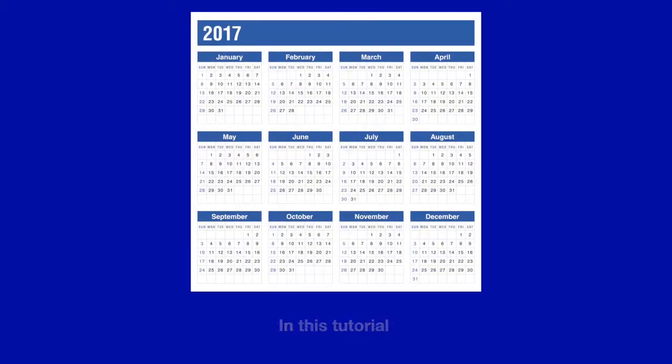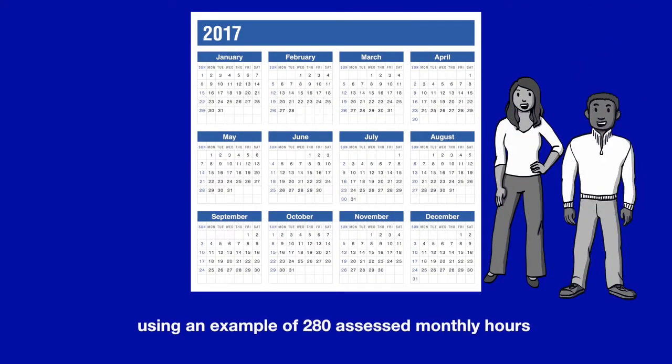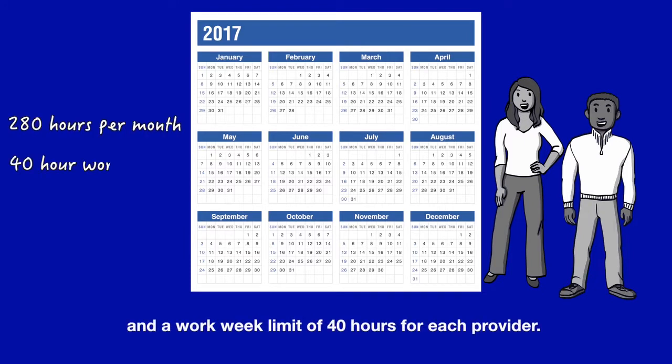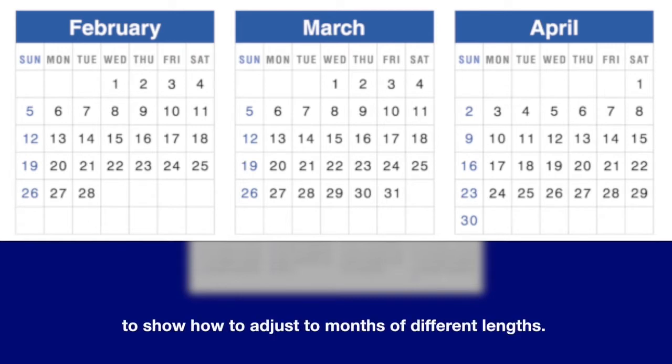In this tutorial, we'll demonstrate how to schedule 2 individual providers using an example of 280 assessed monthly hours and a work week limit of 40 hours for each provider. We'll walk through scheduling for the months of February, March, and April to show how to adjust to months of different lengths.